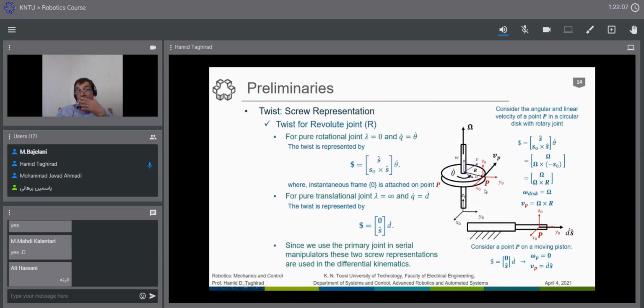The question is on the other side. You have a point of interest P. For example, in a robotic manipulator, the end effector of the robot is very important. So we know the point P. When we know the point P, we put the fixed frame on top of that.